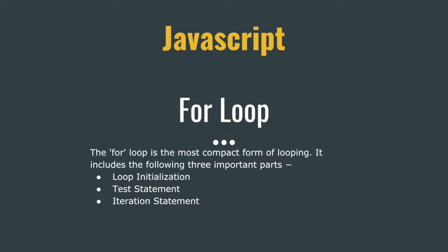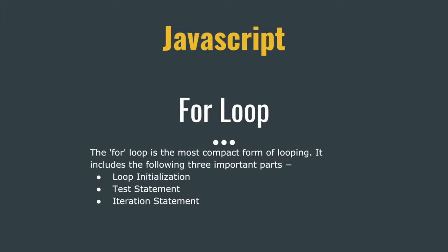In this JavaScript tutorial, today we are going to learn the for loop, how it works and why it's important. The for loop is the most compact form of looping. It includes three important parts, separated by semicolons. First, loop initialization, where we initialize our counter to a starting value.